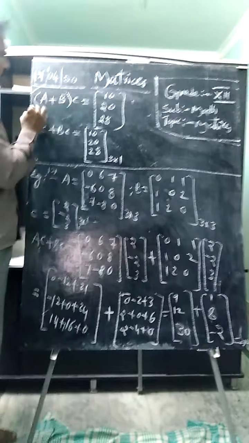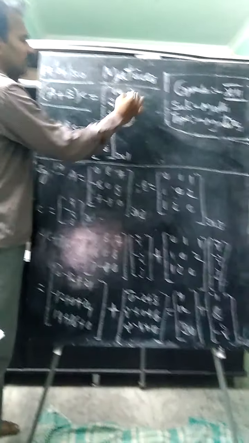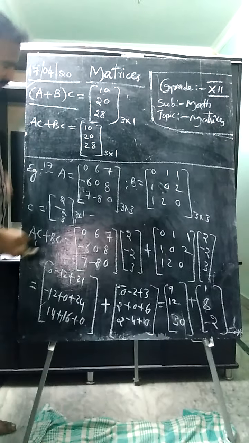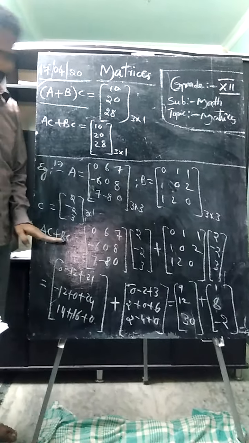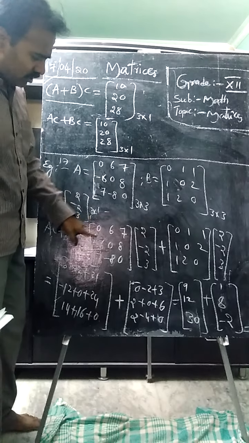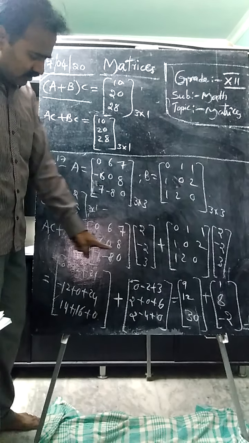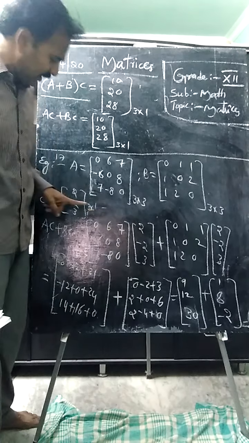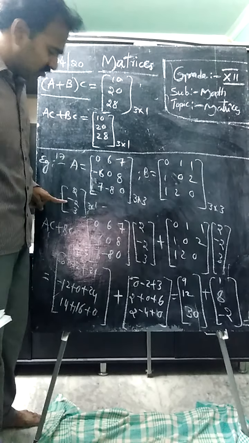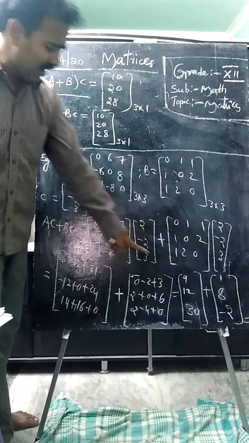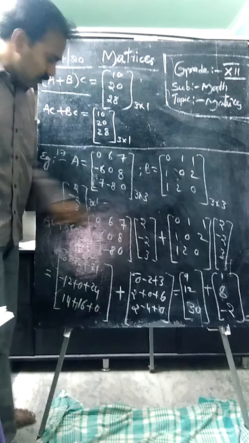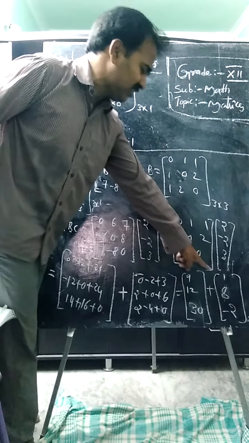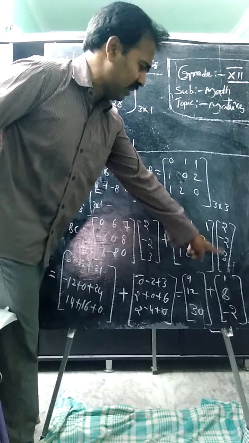Just now we have the value of (A plus B) times C, which is a 3 by 1 matrix 10, 20, 28. Whether it is equal to AC plus BC or not, let us check. A matrix is given 0, 6, 7, minus 6, 0, 8, 7, minus 8, 0, which is a 3 by 3 matrix. Again C matrix is 2, minus 2, 3 as given in the example problem, that is a 3 by 1 matrix, plus B matrix defined as 0, 1, 1, 1, 0, 2, 1, 2, 0, which is 3 by 3, and C matrix is 2, minus 2, 3.